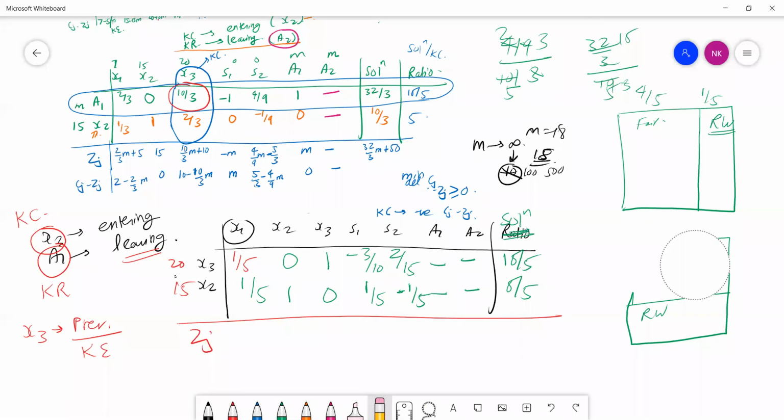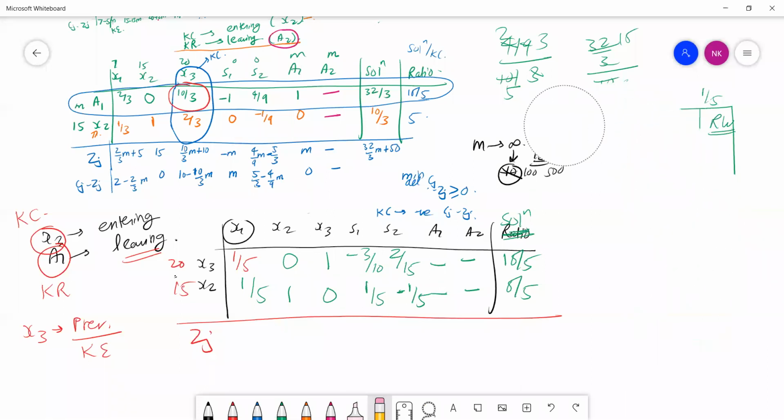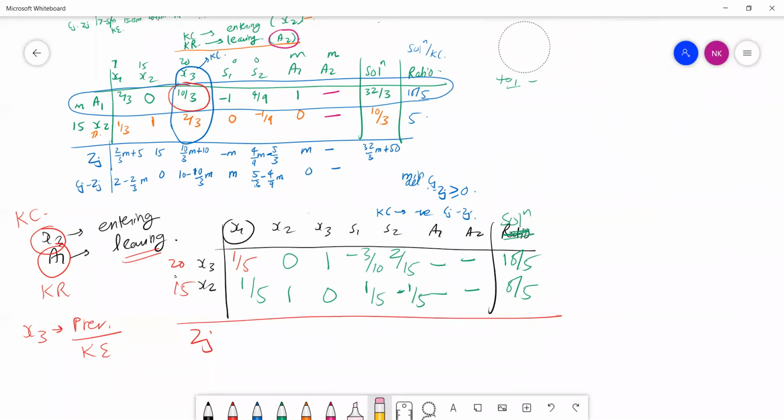Now this type of calculation, if you are quite comfortable, then just do it orally, or it will be better if you can take the help of rough work to avoid any further mistakes. So 20 multiplied by 1 by 5 plus 15 multiplied by 1 by 5. So this will be 4, this will be 3. So 4 plus 3, 7.